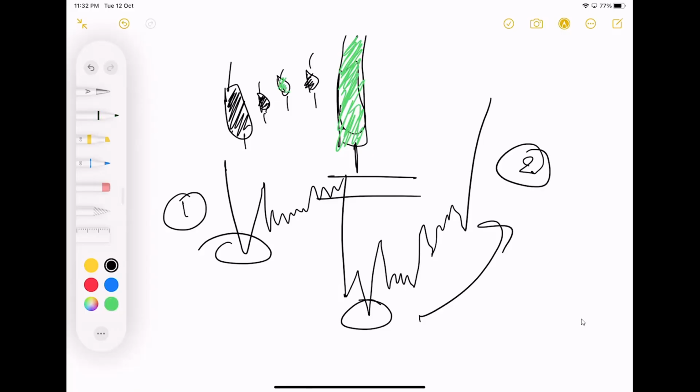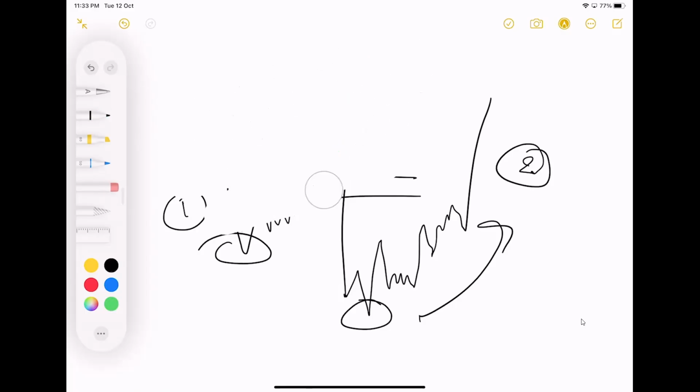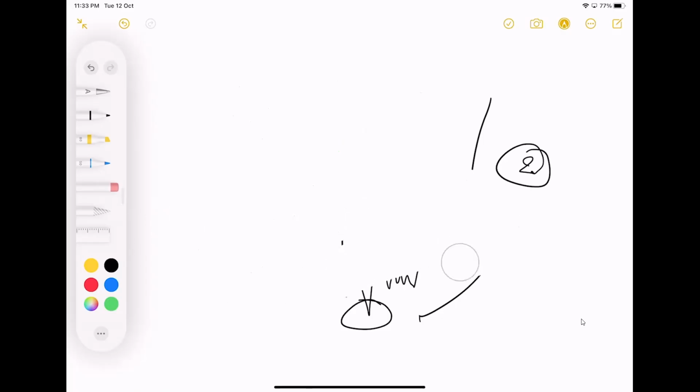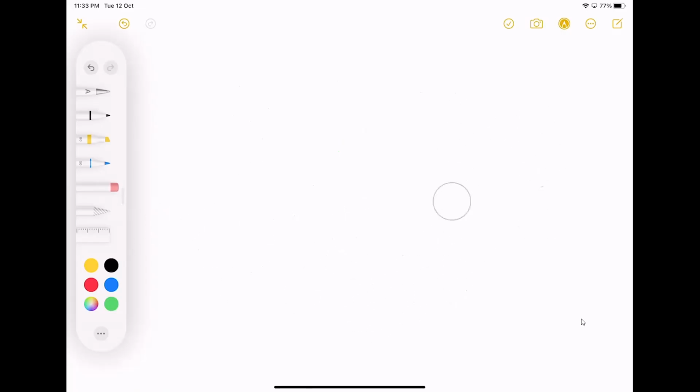So this is where you need to learn how to be flexible. And this concludes today's lesson. You got the basics, you got the foundation. Now it's up to you to apply it on the chart.